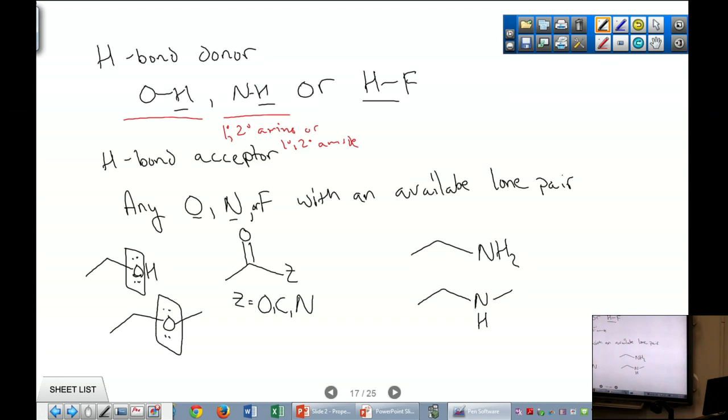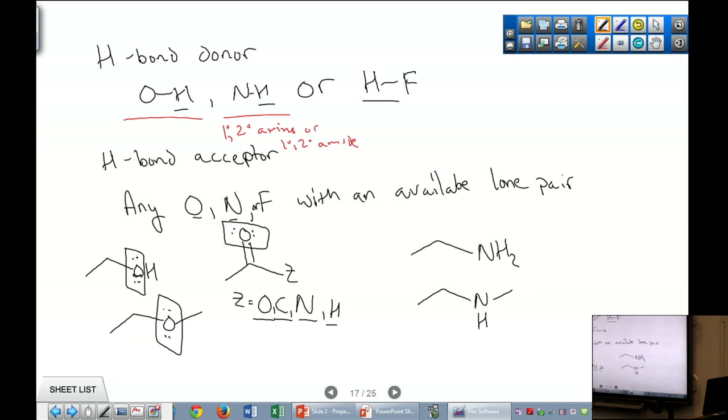The lone pairs on the oxygen of a carbonyl. So if Z is an oxygen, it's an ester or a carboxylic acid. If it's a carbon, it's a ketone. If it's a nitrogen, it's an amide. If it's a hydrogen, it's an aldehyde. As long as you have a carbonyl that has a lone pair, it can accept a hydrogen.